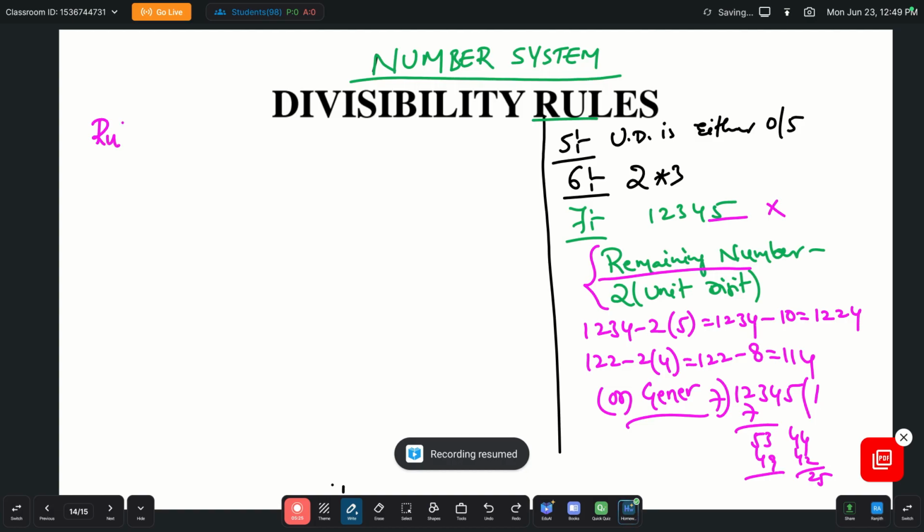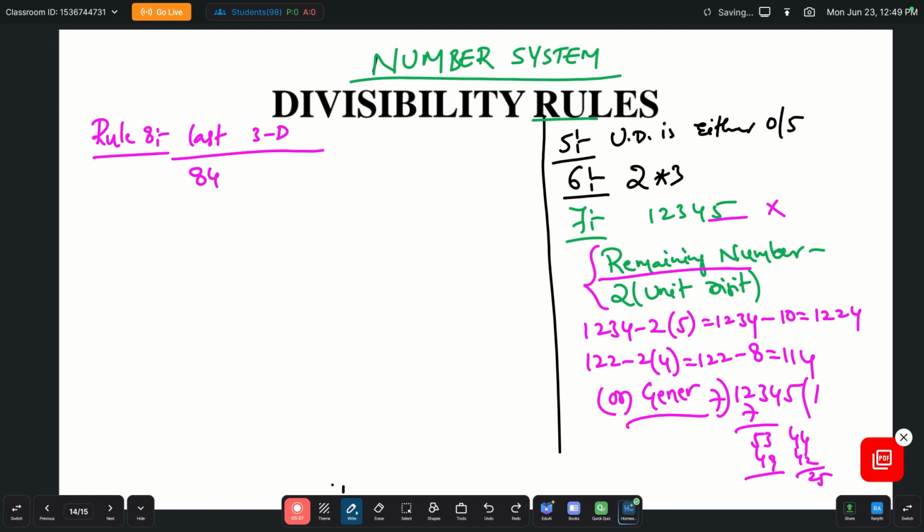Divisibility rule for 8: the last 3 digits. If the last 3 digits are divisible by 8, then the total number is divisible. For example, 840 is exactly divisible by 8. Take 2024: the last 3 digits are 024, and 24 is a multiple of 8.